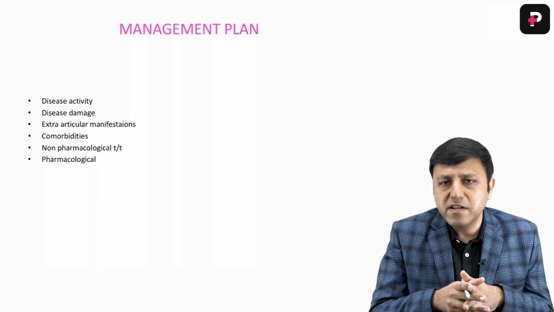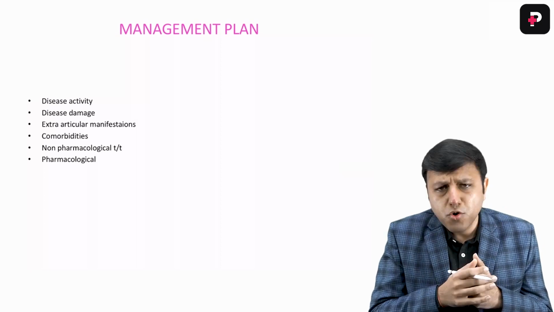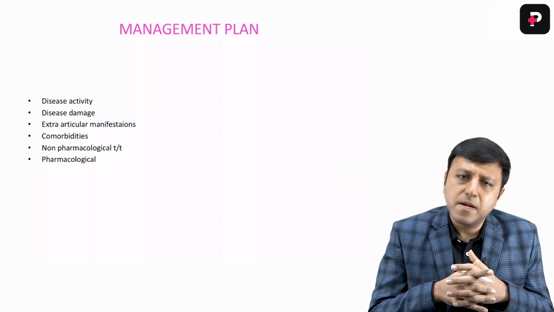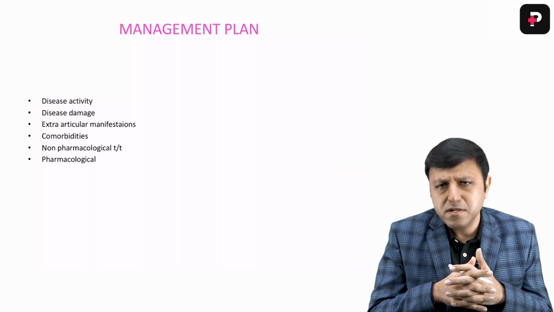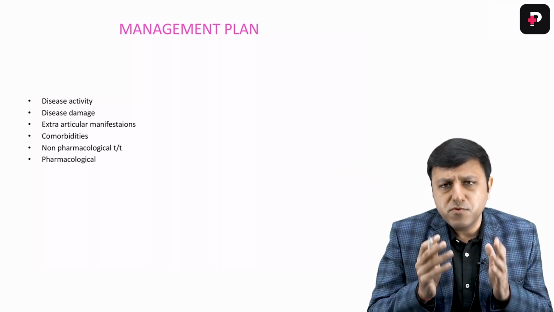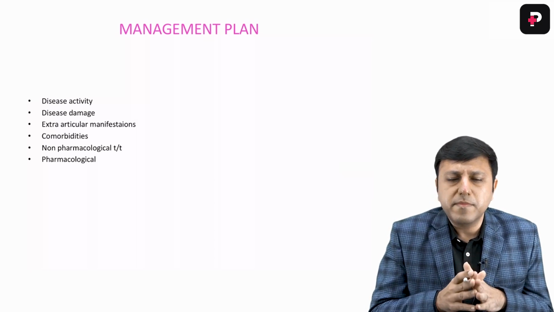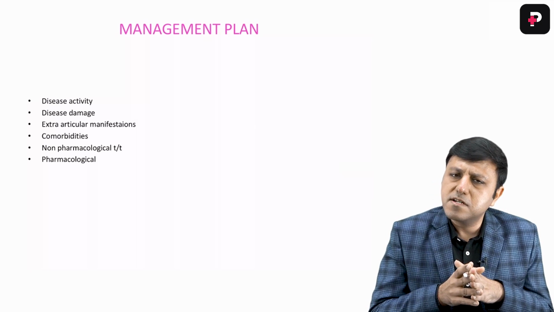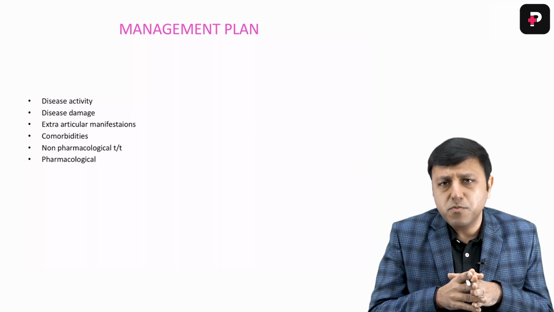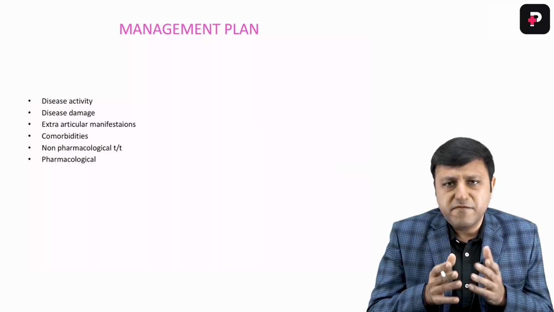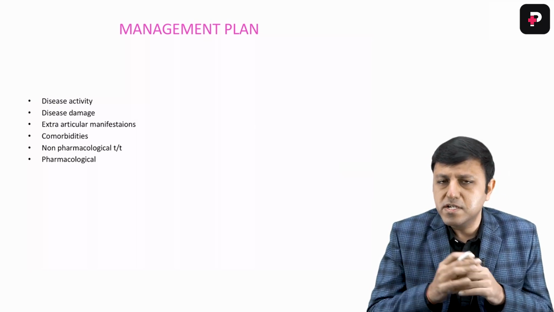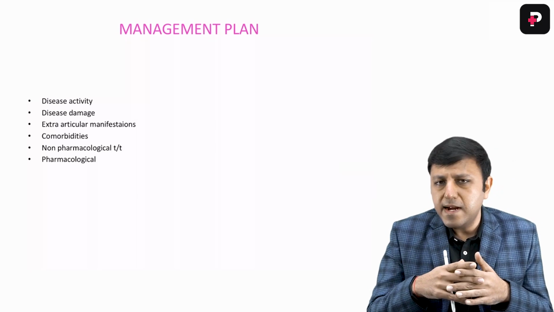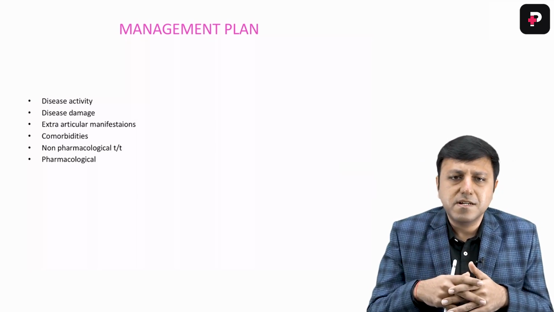Then extra-articular manifestations will define treatment. Comorbidities: these patients have increased risk of hypertension, MI, diabetes, every metabolic syndrome you can think of. And you need to plan a proper management of these manifestations as well. Now, non-pharmacological treatment like exercises also plays a major role. Then weight reduction also plays a major role. You need to explain to the patient everything about the disease and the non-pharmacological treatment.